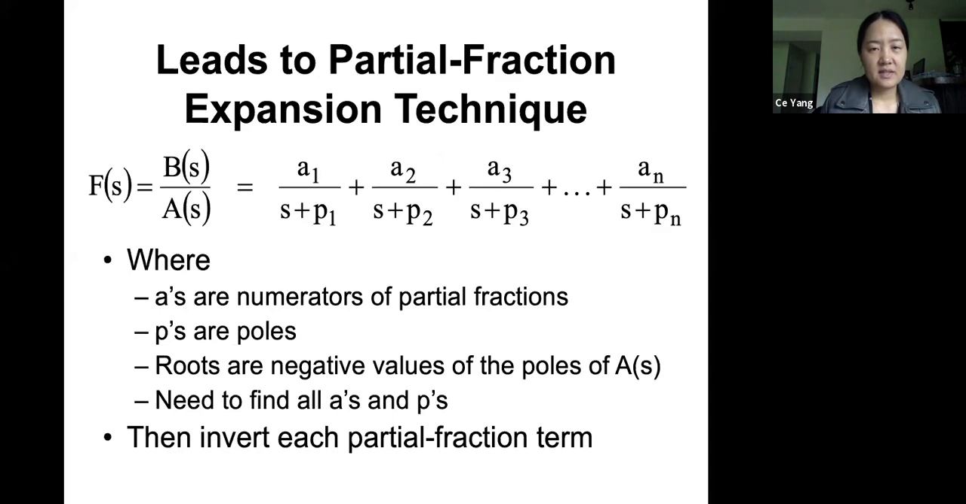And this leads to the partial fraction expansion technique, where one of the forms is F(s) equals B(s) over A(s), where the A's are the numerators of the partial fractions, and the p's are the poles. Roots are the negative values of the poles of A(s), and we need to find all A's and p's, and then we can invert each partial fraction term to get the time domain solution.